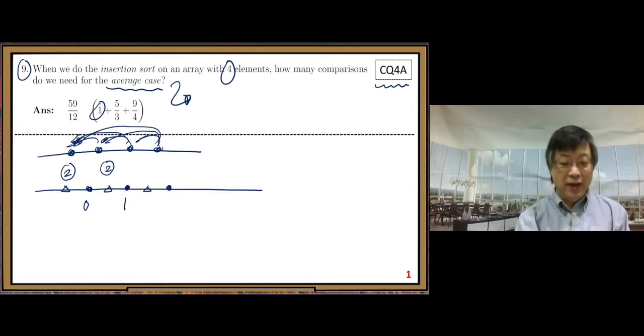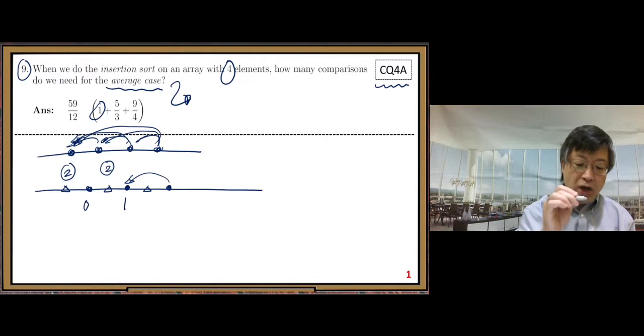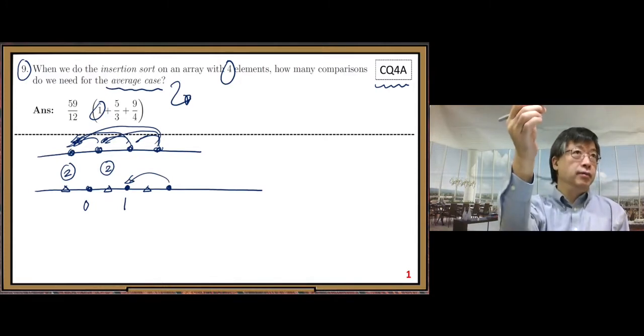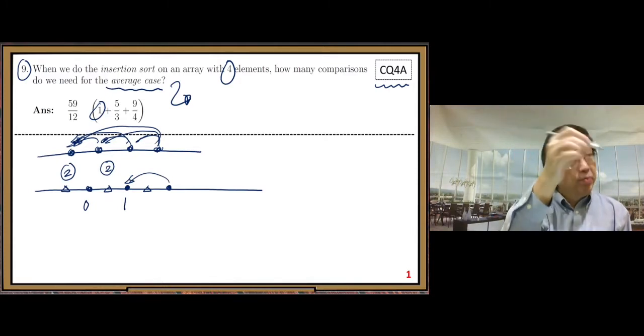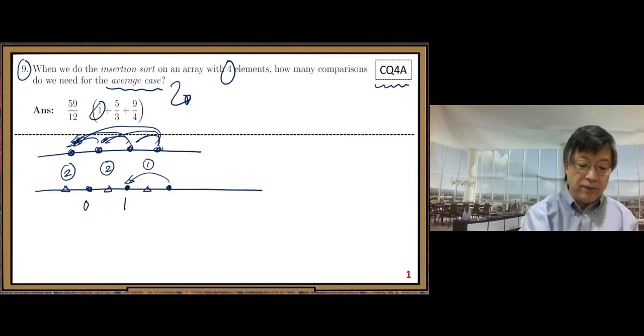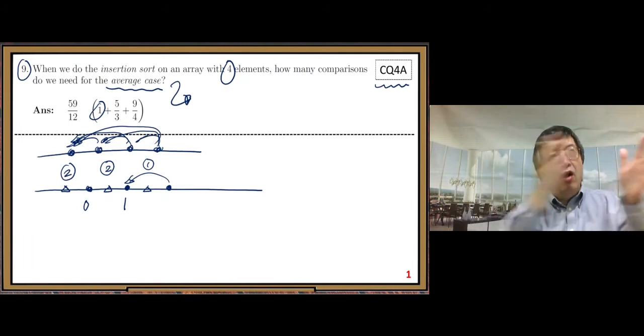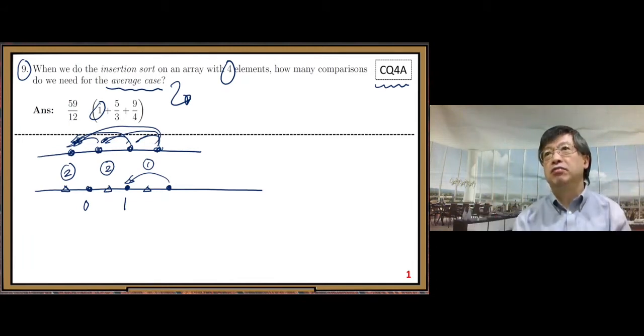The third case, only 1 comparison, right? When you do the first comparison, it is greater than the largest element, then you're done. You know where you should place this new element. That's just 1 comparison. All right. Now you do the average over all these 3 cases. What is the average comparison number?